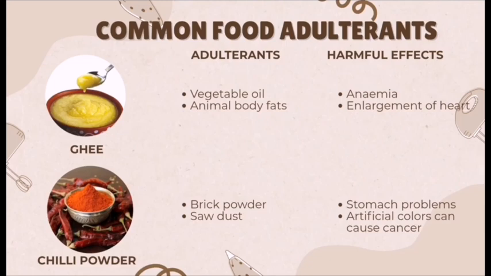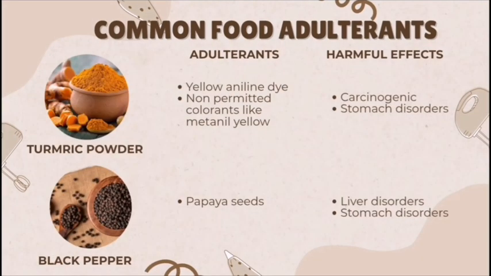Next, chili powder. The adulterants are brick powder and sawdust. It causes stomach problems, and artificial colors can also cause cancer. Next up we have turmeric powder. The common adulterants are yellow aniline dye and some non-permitted colorants like methanol yellow. It is carcinogenic in nature and can also cause stomach disorders.